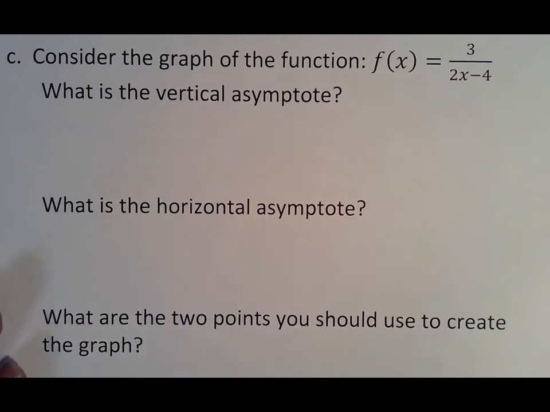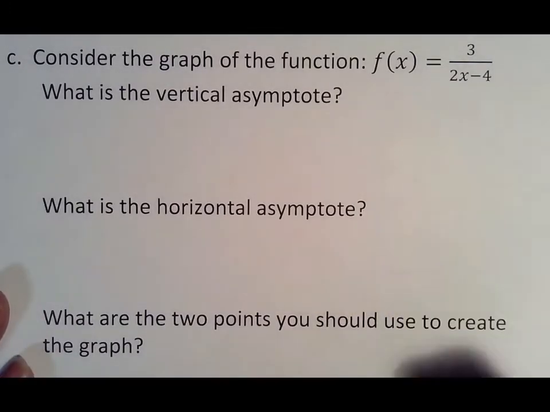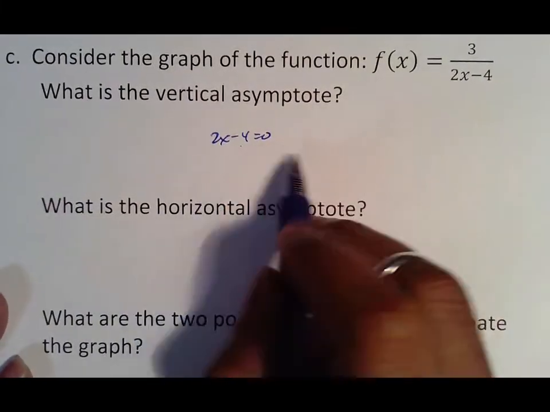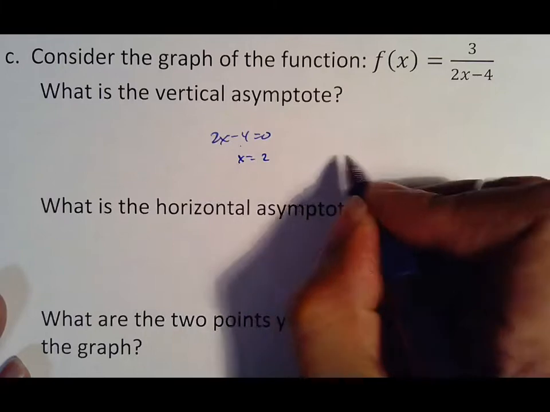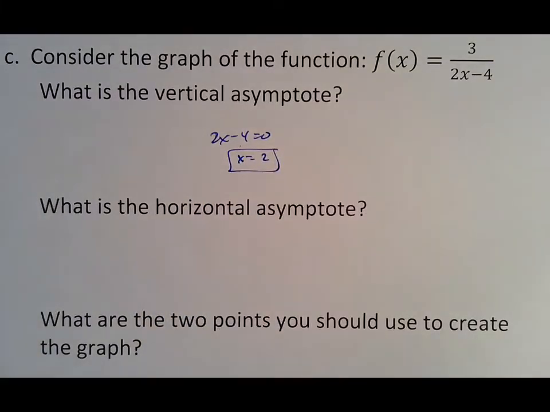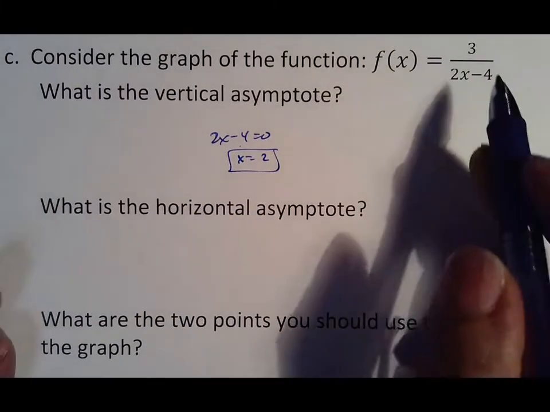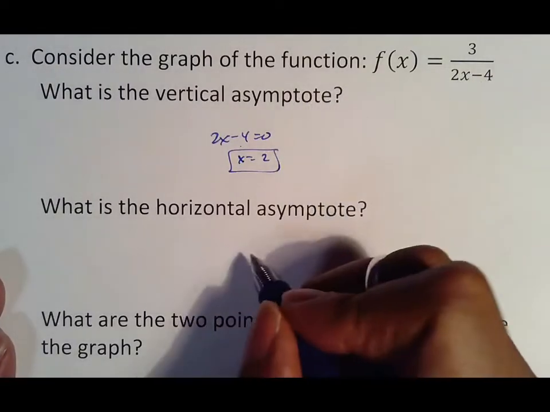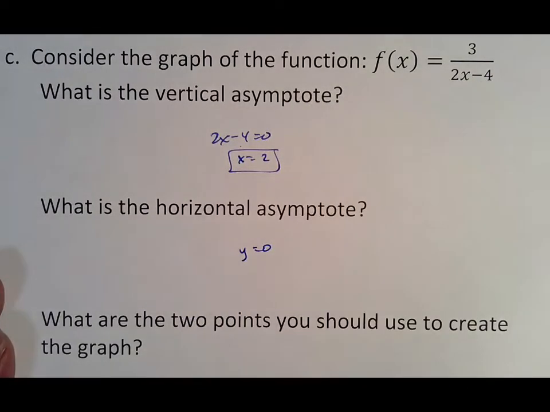On this one, vertical asymptote, 2x minus 4. Let's see, 2x minus 4 equals 0. That's going to be 4 divided by 2, which is 2. So that is my vertical asymptote. Horizontal asymptote, same thing. 3 divided by 1 billion is 0. 3 divided by negative 1 billion, still 0. So it's y equals 0.